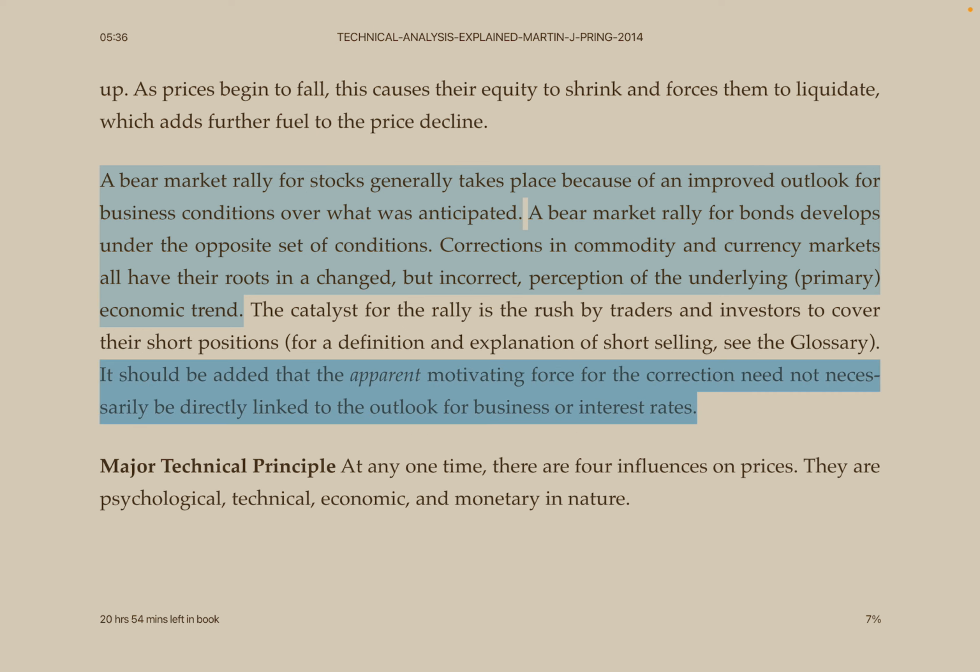Major technical principle. At any one time, there are four influences on price. They are psychological, technical, economic, and monetary in nature.